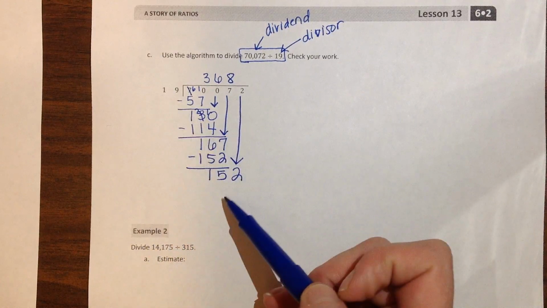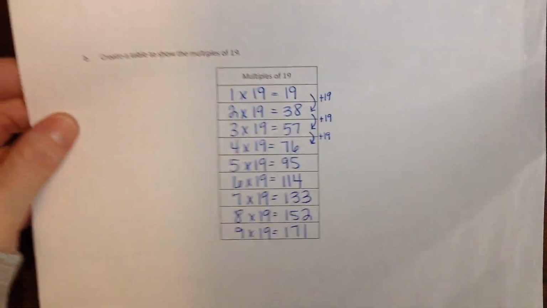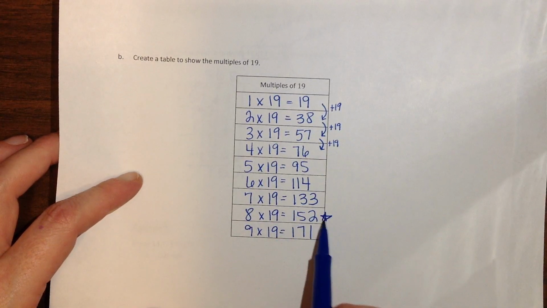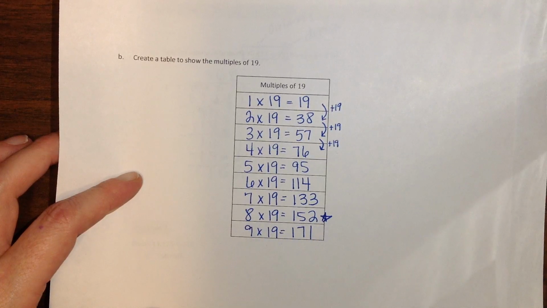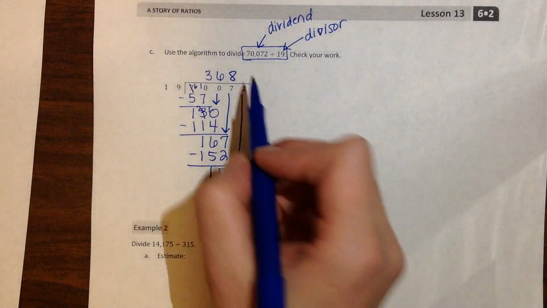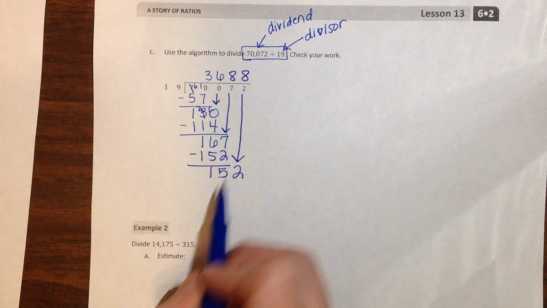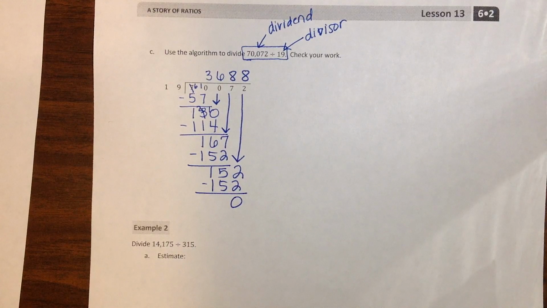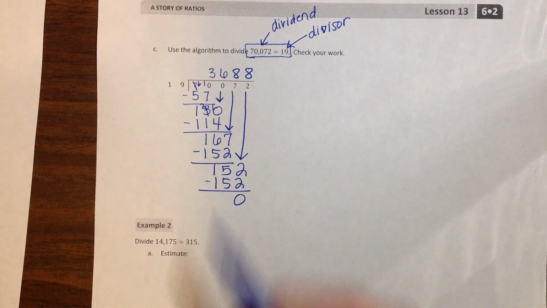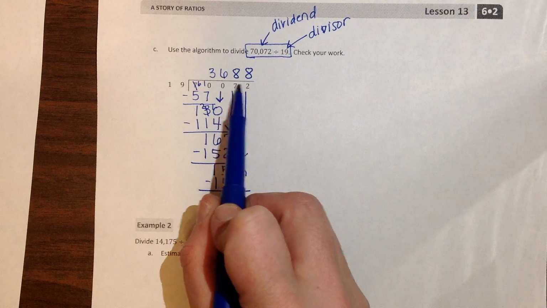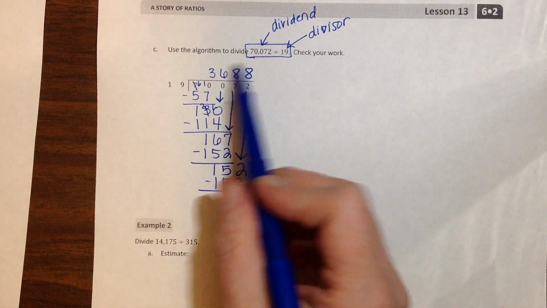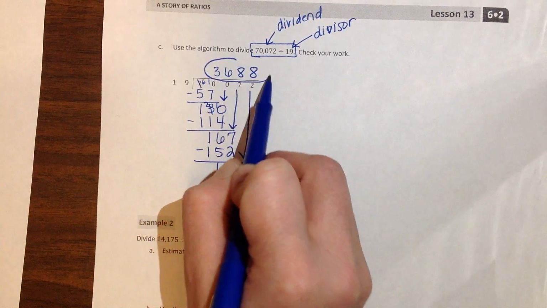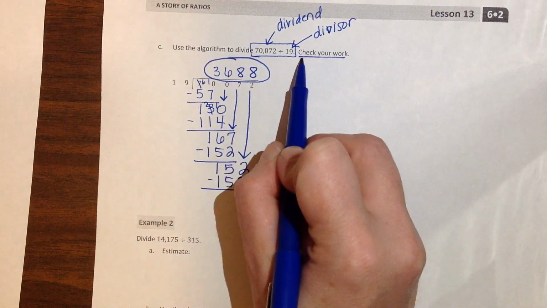How many times can 19 go into 152? And if we switch back over to the multiples of 19 chart, we know that 19 can go into 152 exactly 8 times. We put our last 8 up here. 8 times 19 is 152, and we subtract, we get 0, with 0 remainder. Now that every place value until the end of the dividend is filled, we know 3,688 is our answer.